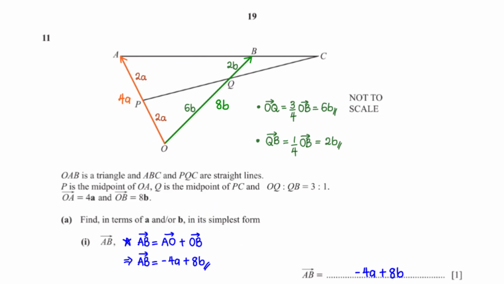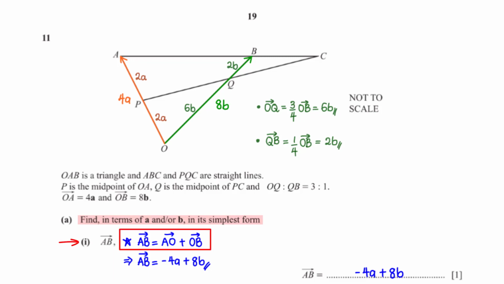OAB is a triangle and ABC and PQC are straight lines. P is the midpoint of OA. Q is the midpoint of PC, and OQ is to QB equals 3:1. OA is 4a and OB is 8b. Find in terms of a and or b in its simplest form, AB.